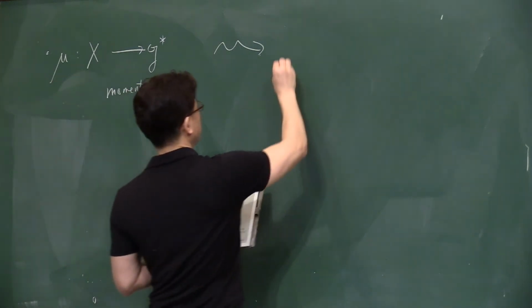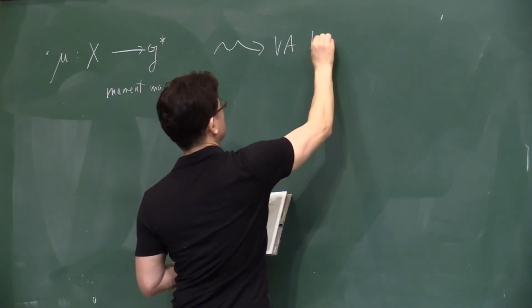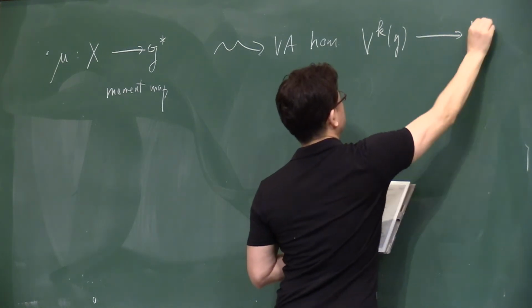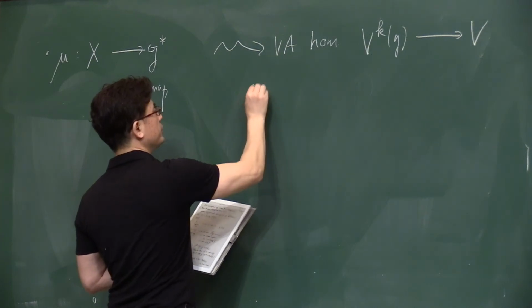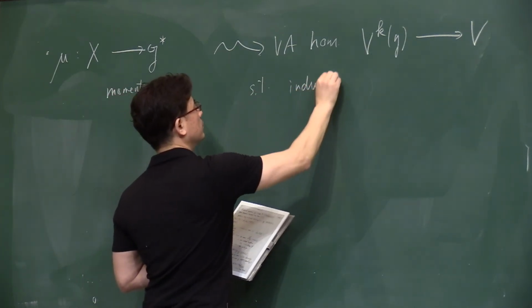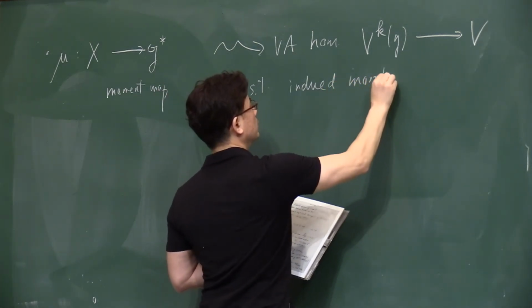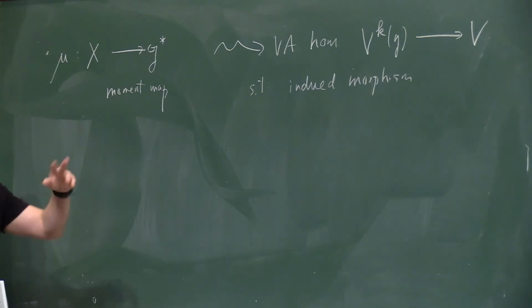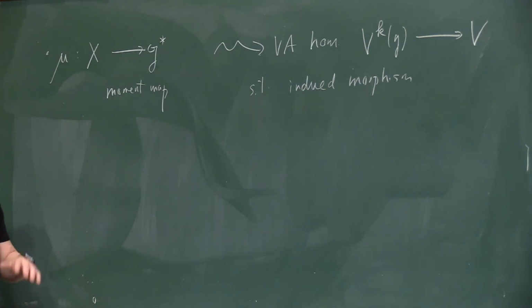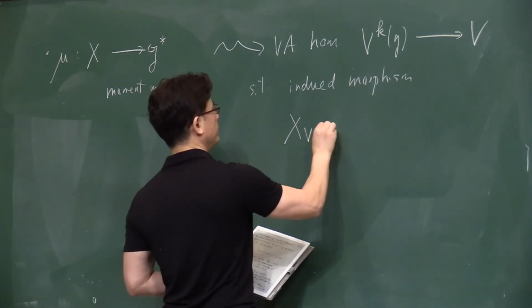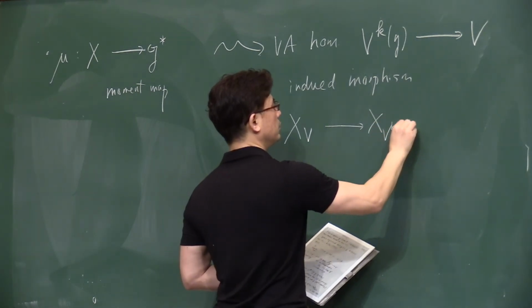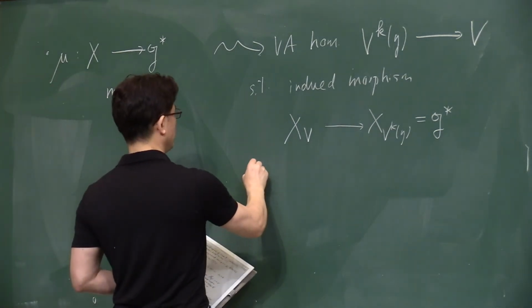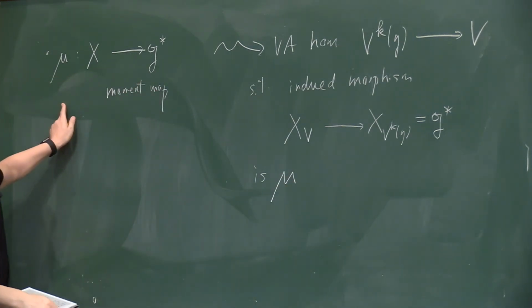So this is easy to guess. This should be a vertex algebra homomorphism from the affine vertex algebra at some level k to V, which induces, since any vertex algebra homomorphism induces a Poisson algebra homomorphism between C2 algebras, a morphism between associated varieties. So you have a morphism from X_V to X of V^k(g), which is the same as g^*, as I explained in the first lecture. This should be the same as the moment map condition.